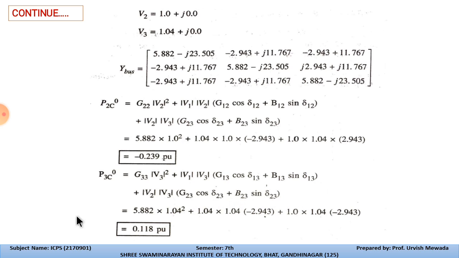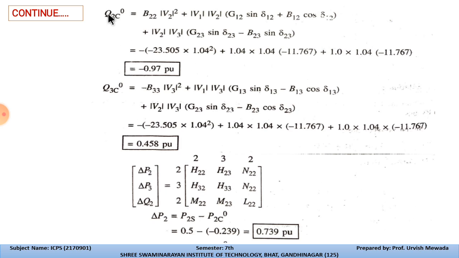So by putting all the values we will have the value of P3 C raised to 0, that is 0.118 pu. Now from the active power, we consider the reactive power, that is Q2 C raised to 0. For that we have this equation that we already discussed, and by putting all the values over here you will have the value of Q2 C raised to 0, that is minus 0.97, and Q3 C raised to 0.